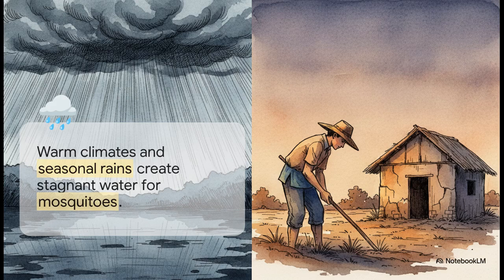Contrast that physical reality with the human factors. Rural populations working outdoors at dusk, right when those mosquitoes are most active. Housing with cracked walls and zero screens, delayed healthcare, and seasonal migrant workers. It's essentially the perfect storm of physical and socioeconomic factors.